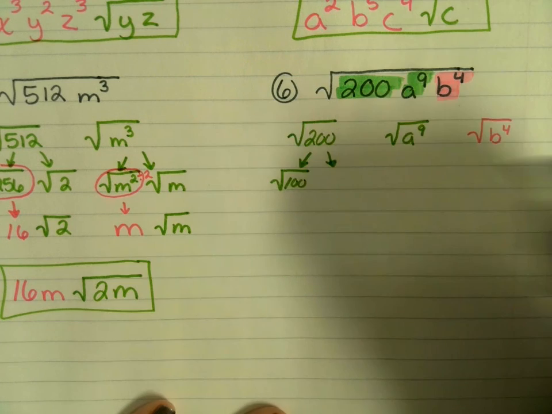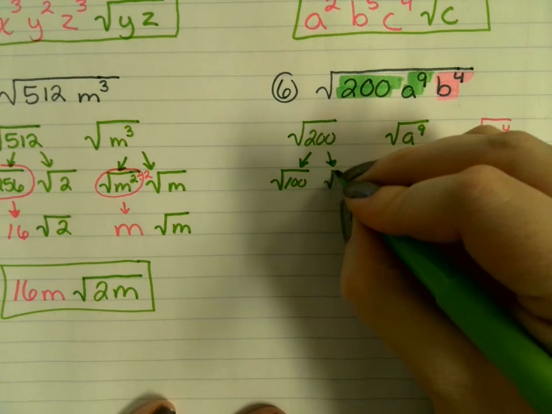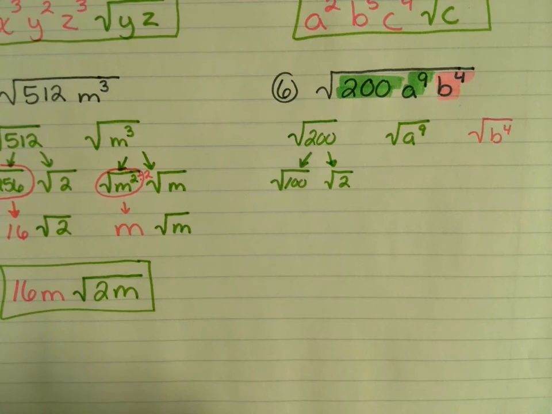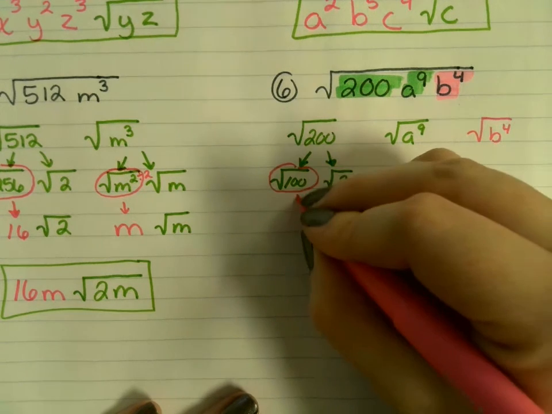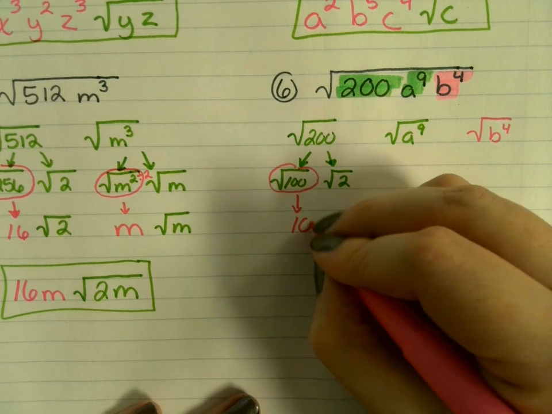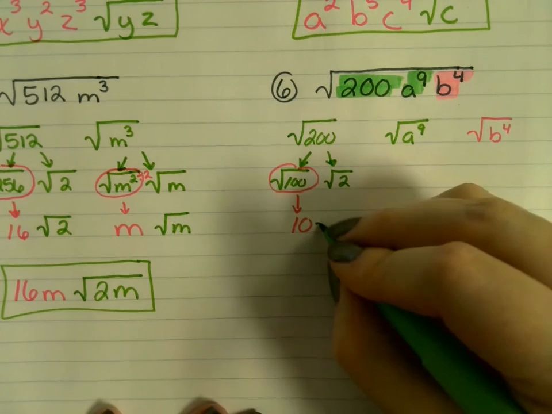And it can go into it 2 times because 100 times 2 is 200. Square root of 100 again, that is my perfect square. So when I simplify it, it's going to come out to a 10. So I have 10 square root of 2 when I simplify that square root of 200.